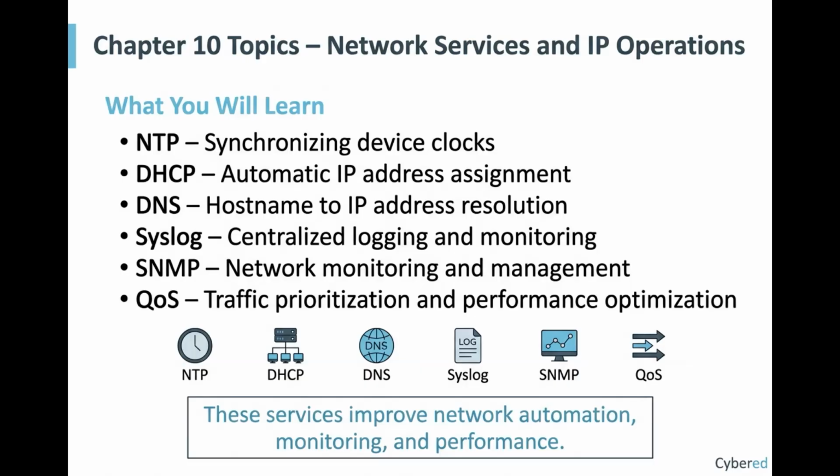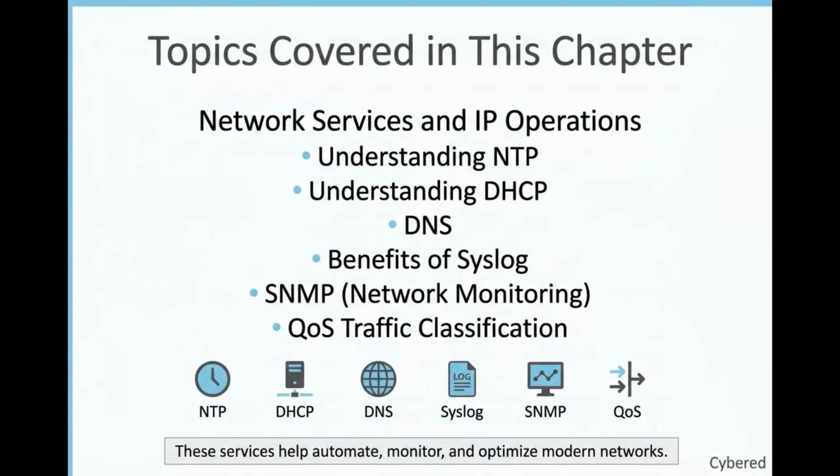You will also explore Simple Network Management Protocol and Syslog, which help administrators monitor, manage, and troubleshoot network devices. Finally, we will introduce quality of service and how it can be used to prioritize important network traffic and improve overall performance. Topics covered in this chapter: understanding NTP, understanding DHCP, DNS, understanding the benefits of using Syslog, SNMP, and quality of service traffic classification.